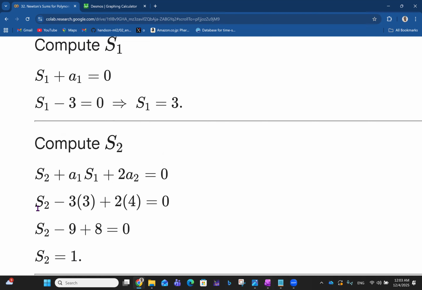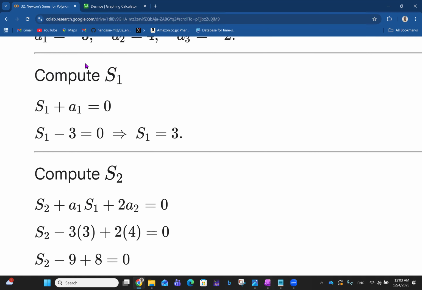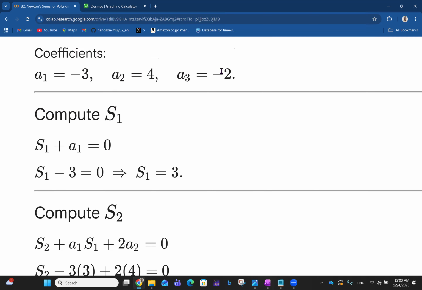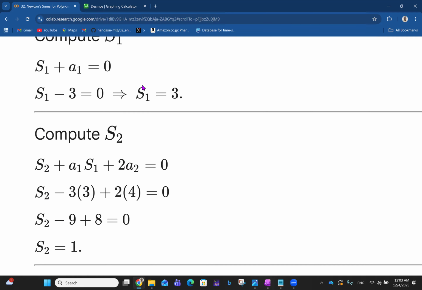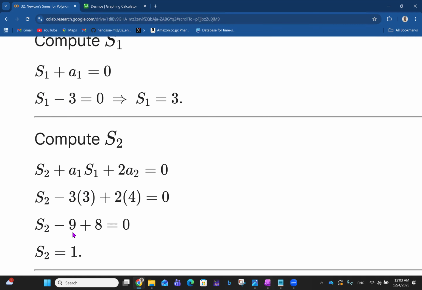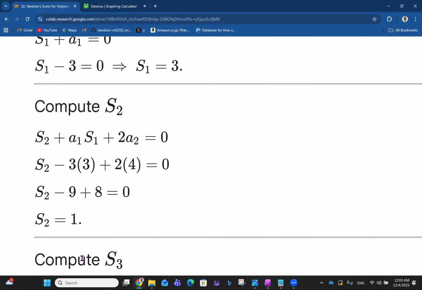To do S2, that will be S2 plus A1 S1 plus 2A2, and that is equal to 0. S2 we don't know. A1 we know to be minus 3, S1 we know to be 3. So that's minus 3 times 3 plus 2 times A2. A2 is 4. So we have S2 minus 9 plus 8. That's S2 minus 1 equals 0. So that means S2 is 1. So S1 is 3, S2 is 1.